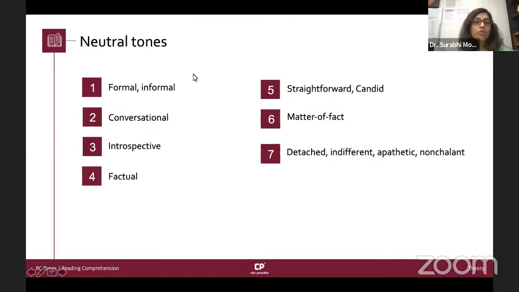So if you've got all the neutral tones, give me a go ahead. So any problem in this list of tones? Great. Thank you, guys.